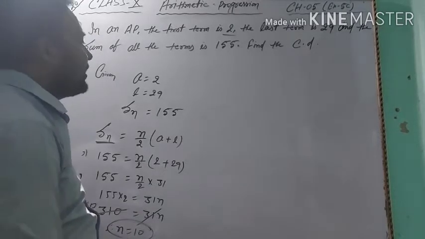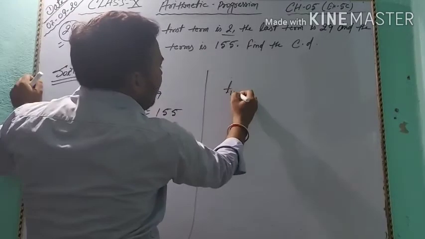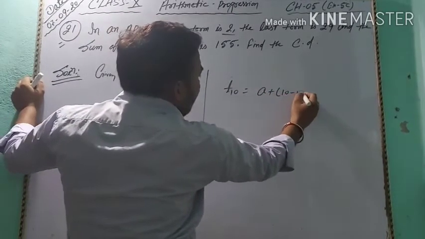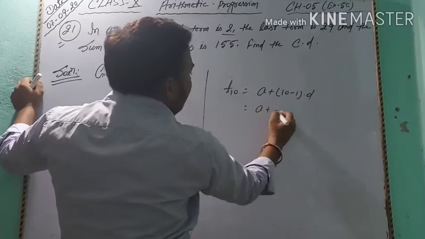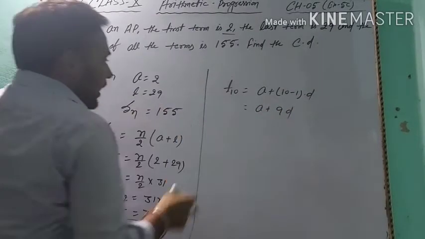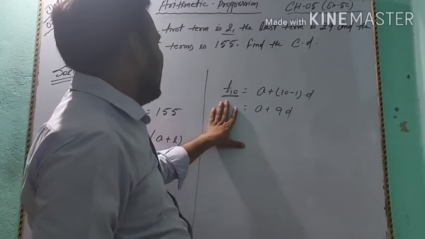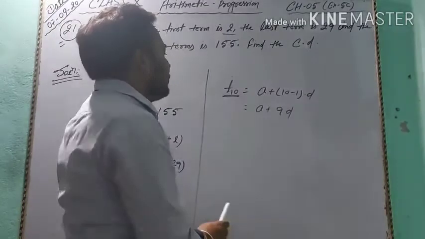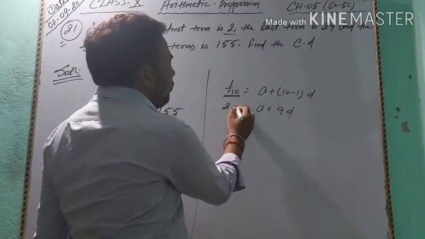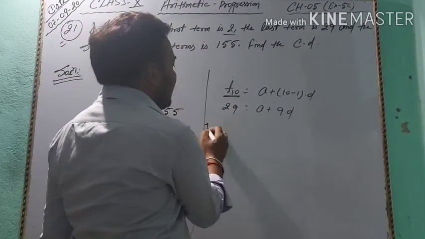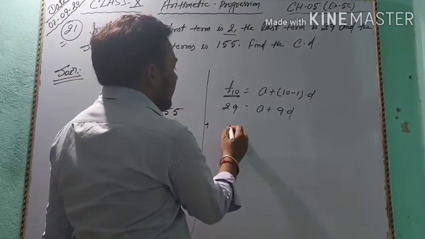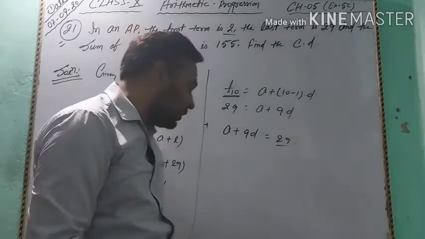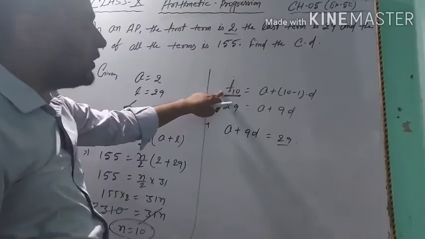Now find the common difference. T10 equal to A plus (10 minus 1) into D, that is A plus 9D. T10 is the last term and the last term equal to 29. So for the last term, T10 equal to 29 equal to A plus 9D. 29 is the last term and total number of terms equal to 10.